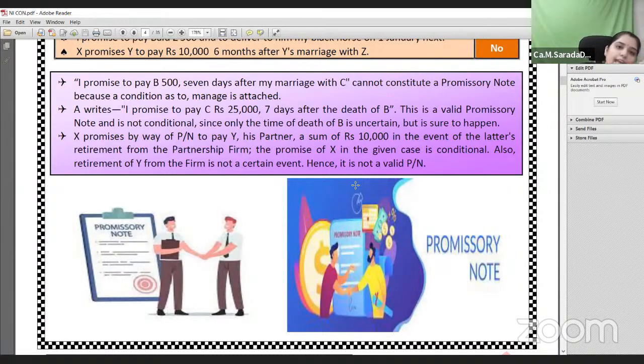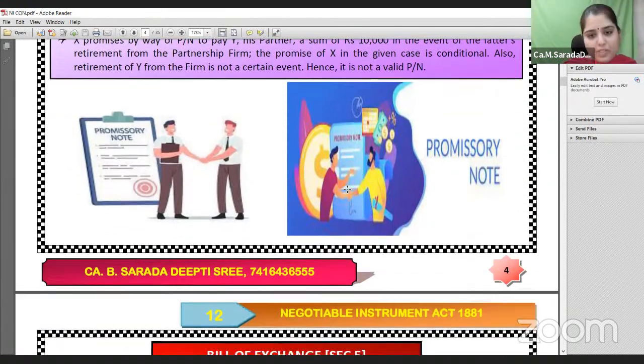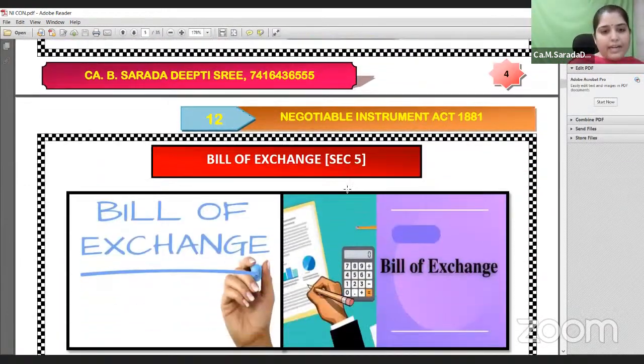Okay. X promises Y to pay 10,000 6 months after his marriage with Z. This is also not a valid promissory note. In this particular case, only one condition would be valid: I promise to pay rupees 10,000 after my grandfather's death. That is the only condition which is valid in a promissory note according to the provisions of the Negotiable Instruments Act. Other than that, if any other condition is specified, it is invalid. Okay.